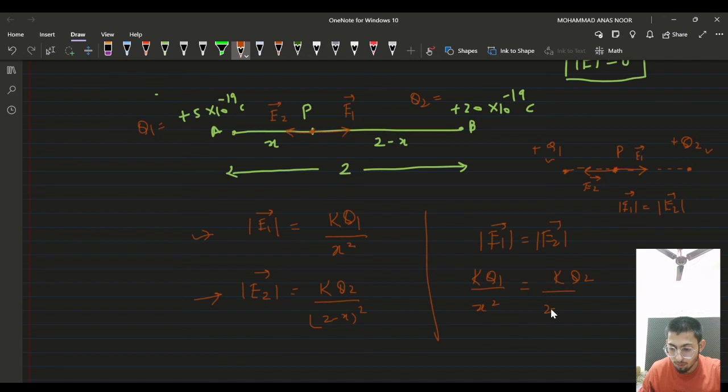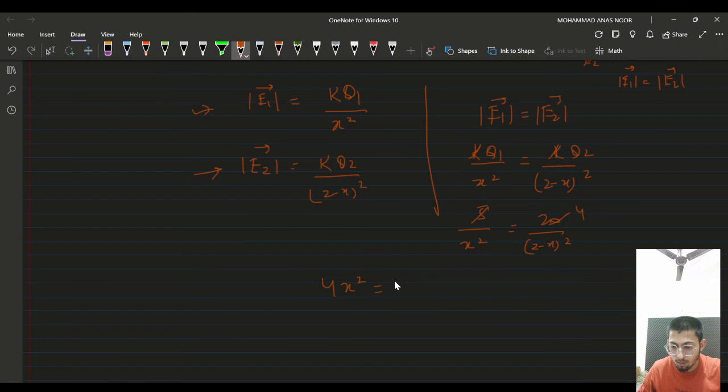K cancels out, and we can substitute the values. When we substitute the values, the 10 to the power 19 and 10 to the power 19 would cancel each other, and what we get is 5 upon x square equals 20 upon (2 minus x) whole square. Because they would readily cancel, same power. 5 fours are 20. Now to solve this equation for x, 4x square is equal to (2 minus x) whole square.